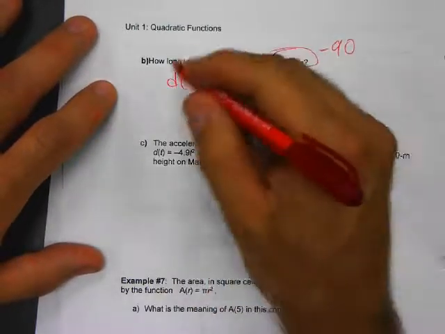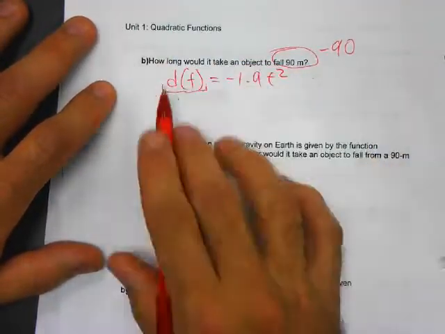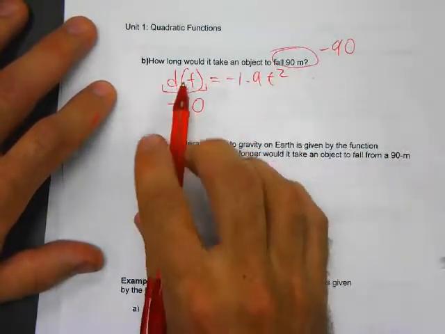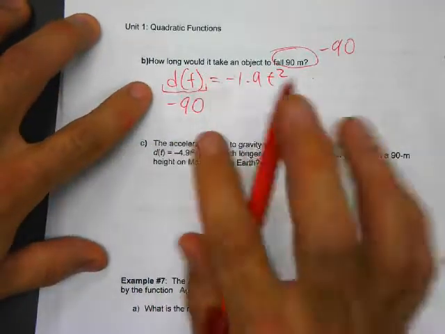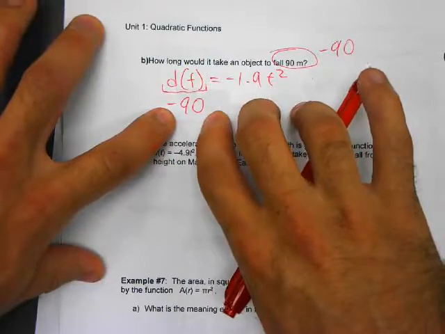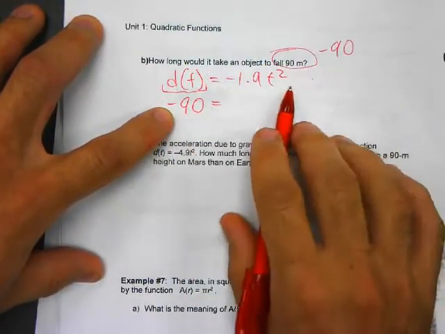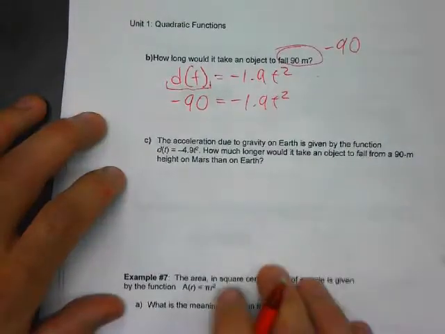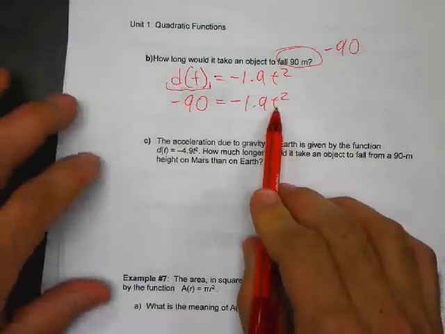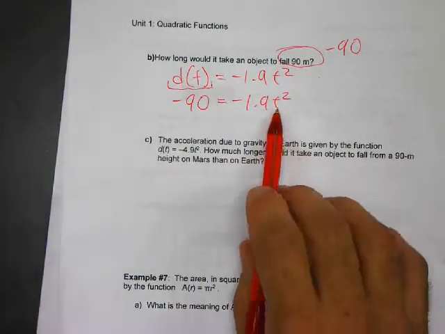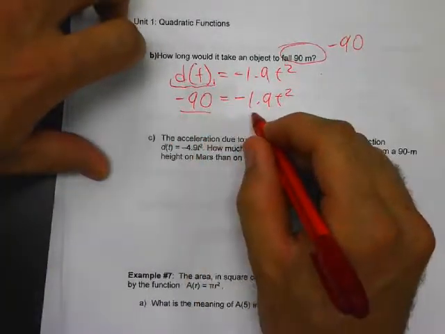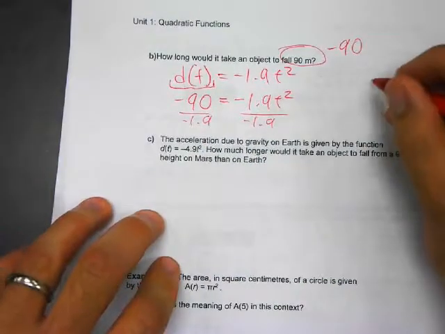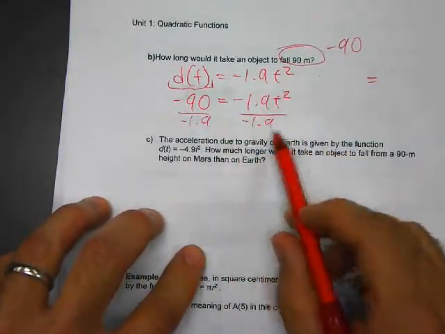So I'm going to replace this whole thing, not just the d, and I'm going to put a negative 90 there. Just like if that was just a d. Okay, so that whole thing is negative 90. There's no t left there anymore. The t is still on the right-hand side, though. So we get negative 1.9 t squared. We got to do opposite operations to get the t squared by itself and then get the t by itself. So first thing we're going to do is we're going to divide both sides by negative 1.9. And over here you're going to get, well, this just becomes a t squared.